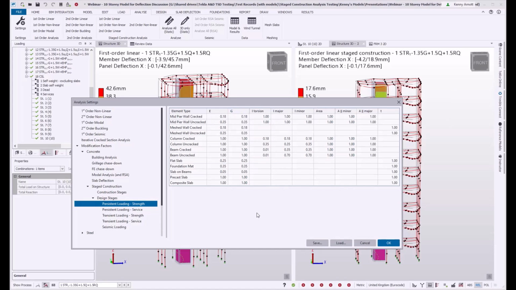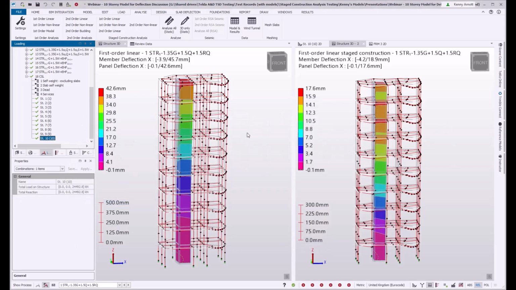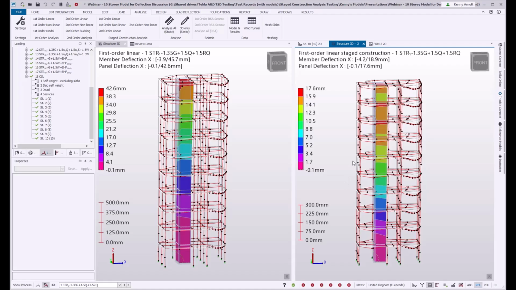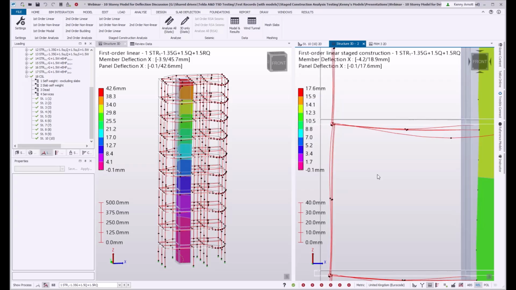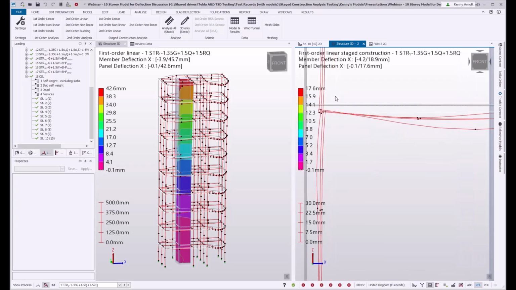So I've got exactly the same factors, so it's got nothing to do with the factors why this is different. So you're looking at this big difference, thinking, why is that? And then you start looking in more closely, and you might start to see little things like this little step. It's a bit difficult to see in a 3D view.